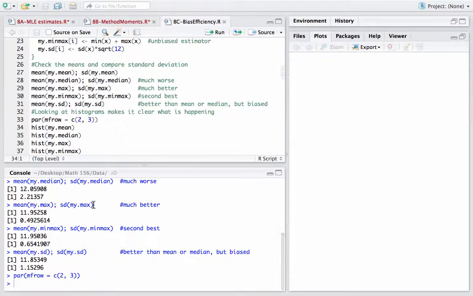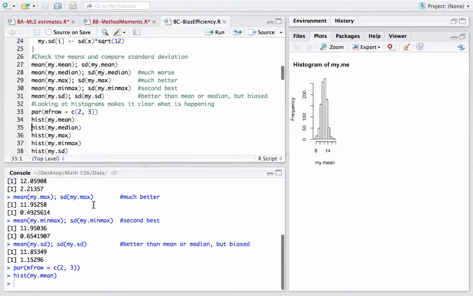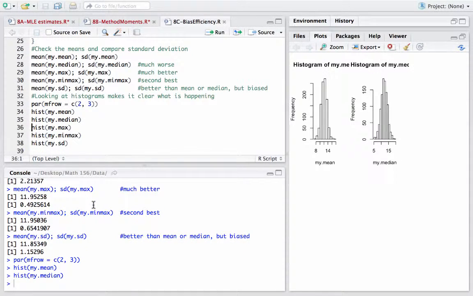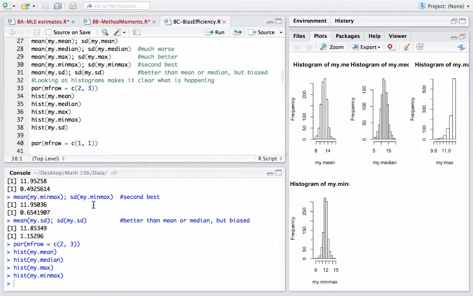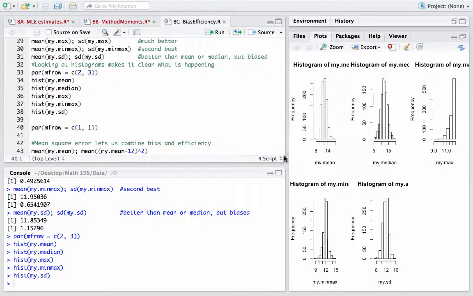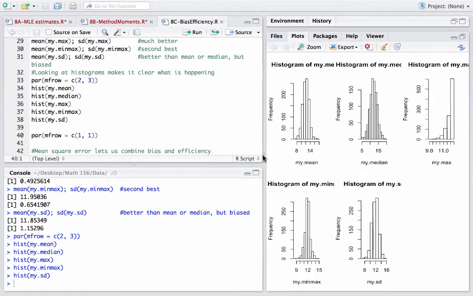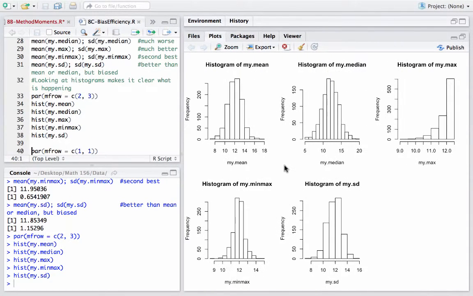So we can tell that we want 2 rows of 3 columns of plots and look at histograms for each of these estimators. Let's make this a little bigger. You can see the mean and median are both centered right at 12 like we'd expect because they're not biased, but they're kind of widely spread. The median we saw had a higher variance, and we can also see that in this picture, right? It ranges from 5 to 20, whereas the mean only ranges from 8 to 18.